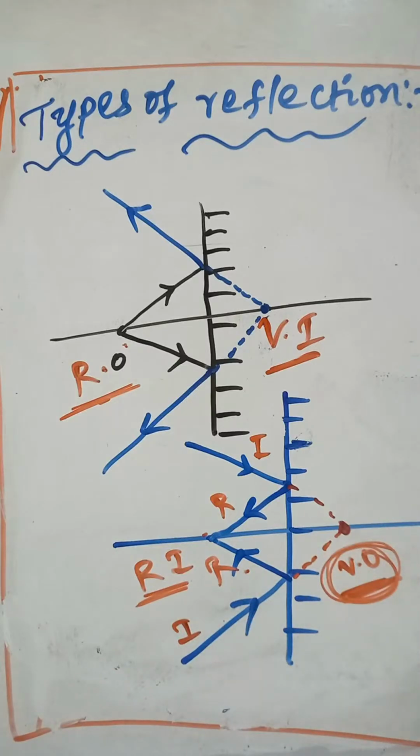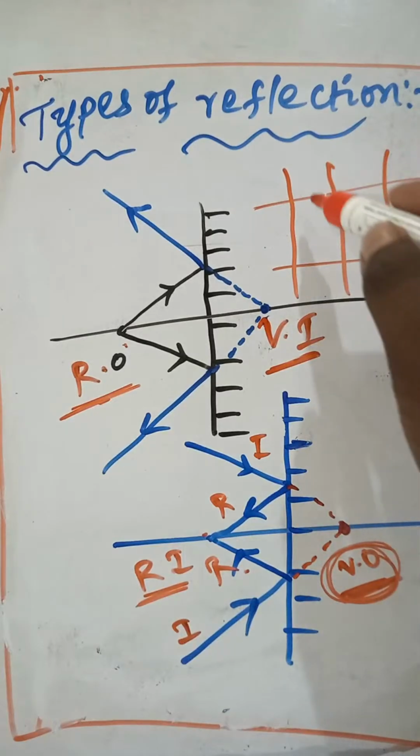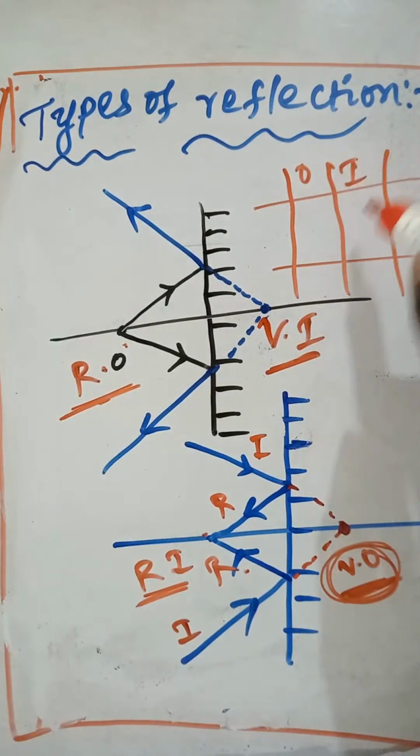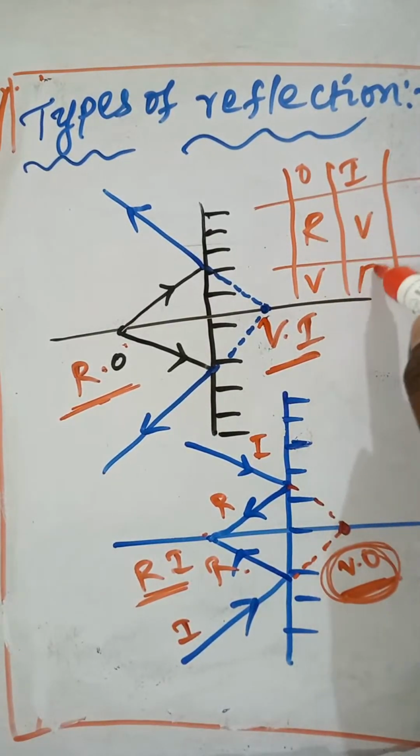So we can conclude from this: if the object is real, the image is virtual. If the object is virtual, the image is real. Very, very important points, so make a note of it. Many times in the exam hall they'll ask these questions. So this is about object and image.